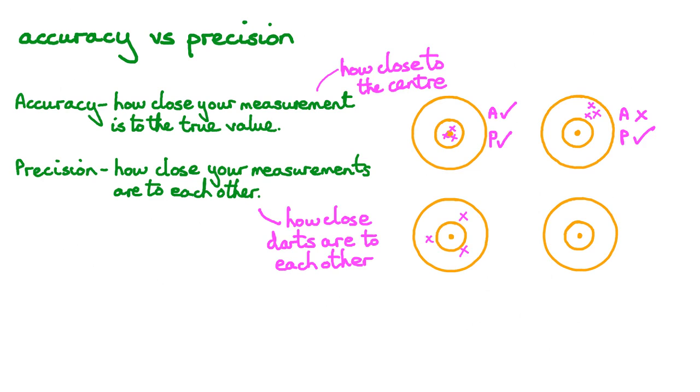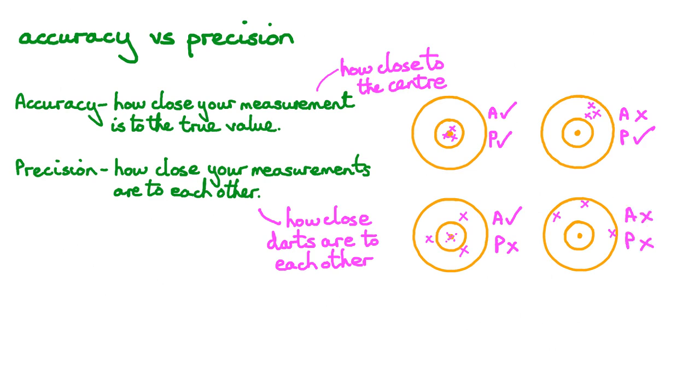Although our 3 darts aren't exactly on the centre, they do average out at a point on the centre. Because the average of our measurements is on the centre point, our results are accurate. However, our darts are not close to one another, so these results are not precise. And finally, we have 3 darts which are neither near the centre, nor are they close to one another, so these results are not accurate and not precise.